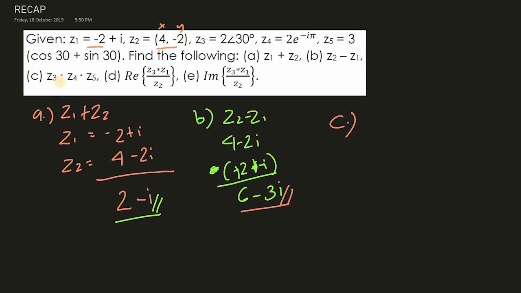For letter C, we're tasked to multiply Z3, Z4, and Z5. We can notice that Z3 is in polar form, Z4 is in exponential form, and Z5 is in unknown form. Okay. So, basically guys, anong kailangan natin gawin is to transform them in the same form. And I will choose polar kasi sa polar yun yung pinakamadali on how to multiply that. So, that would be Z3 natin is equals to 2 angle 30 degrees. Next is Z4. Ang Z4 natin kasi is 2e, na sa exponential form siya, to the negative i pi.